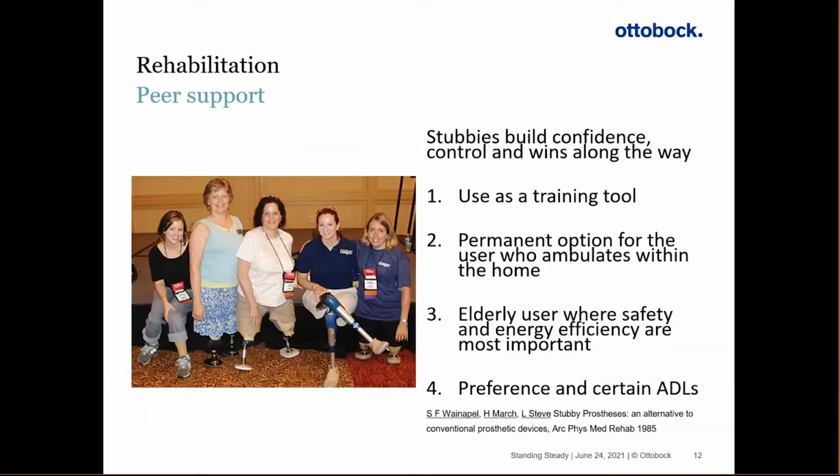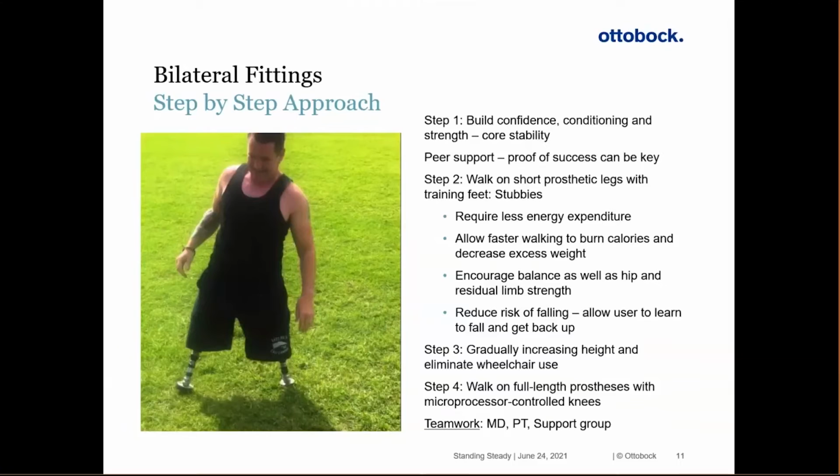Yep. Ariel, we've got a question. If you can just go back to your previous slide there for us. A question has just popped in. What assistive device would you recommend when you are starting off with bilateral stubbies? Would it be a short walker, a 4-point cane, or what would you recommend there?